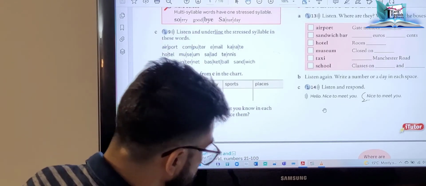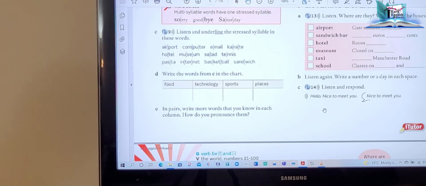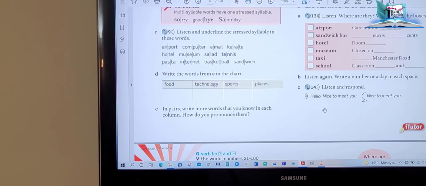Airport. Computer. Email. Karate. Hotel. Museum. Salad. Tennis. Pasta. Internet. Basketball. Sandwich.